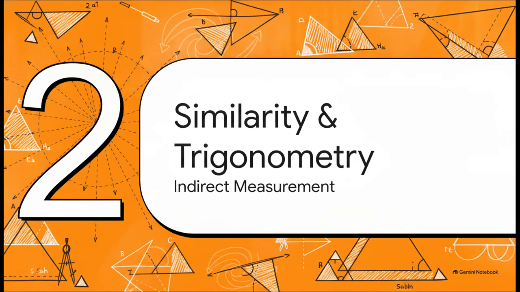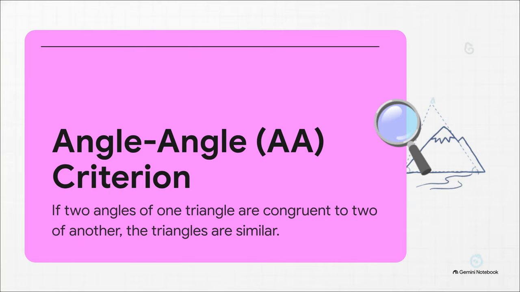Moving to Section 2, Similarity and Trigonometry, the foundation of indirect measurement. Before we actually build anything, we really need to understand the underlying theory, right? We can't just trust the numbers blindly. We need to know why they actually work. When we dilate a figure, meaning we shrink or enlarge it from a center of dilation using a specific scale factor, we create an image that is mathematically similar to our original pre-image.